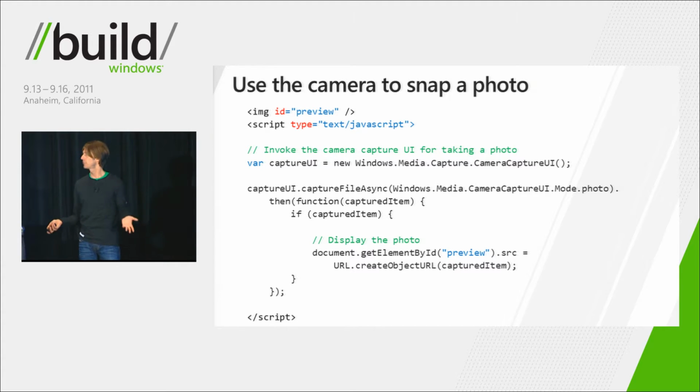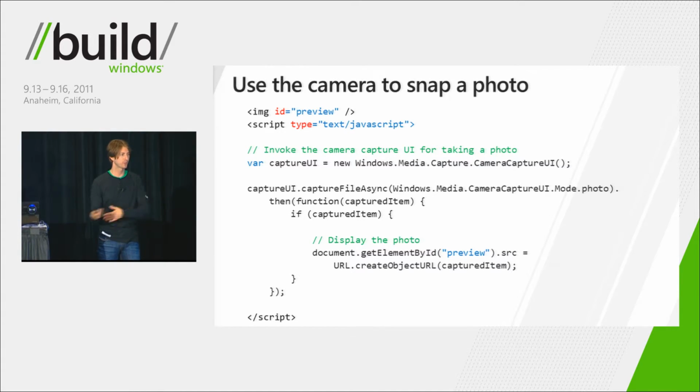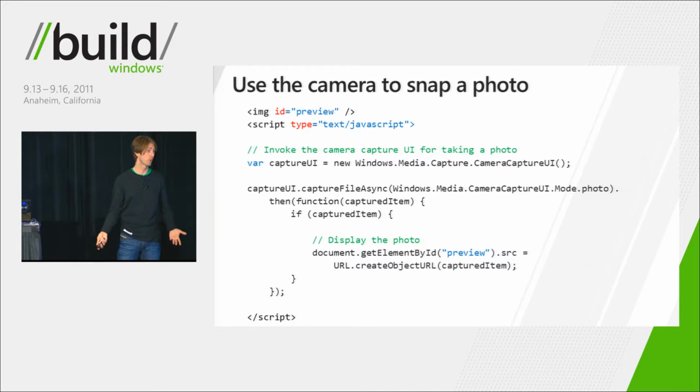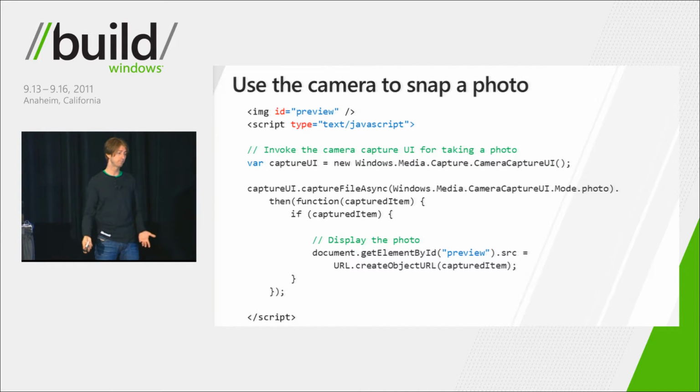Here I have an image tag. I don't have the source set on the image tag. I just want to take a photo, and I want to assign that photo to the image tag. So I invoke the camera capture UI, and I set the mode. There are 3 modes. There's I want to take a photo, there's I want to take a video, or I want to allow photo or video inside of the application. So you set that in the CameraCaptureUI.mode there.